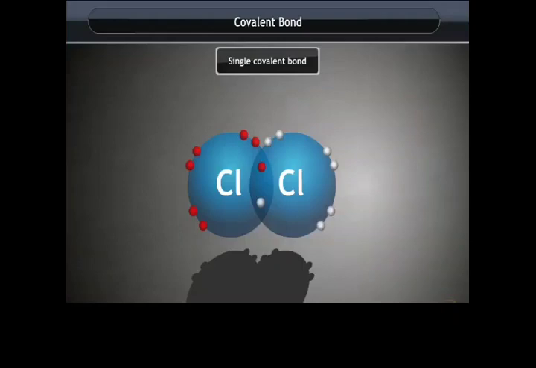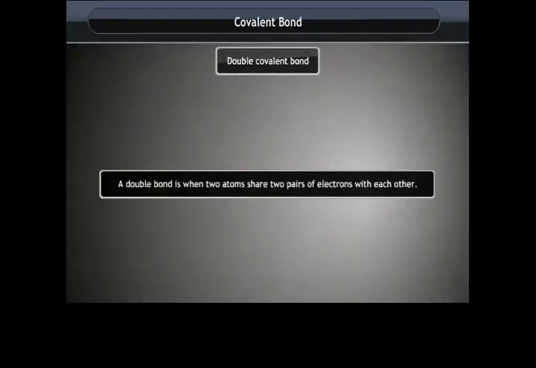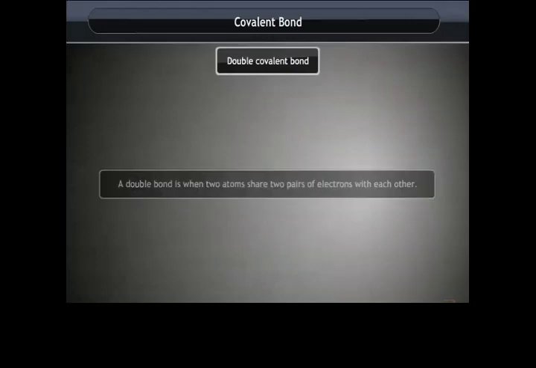A pair of electrons that is shared between two atoms is called a bond pair. A pair of electrons that is not shared between two atoms is called a lone pair. Double covalent bond. A double covalent bond is when two atoms share two pairs of electrons with each other.